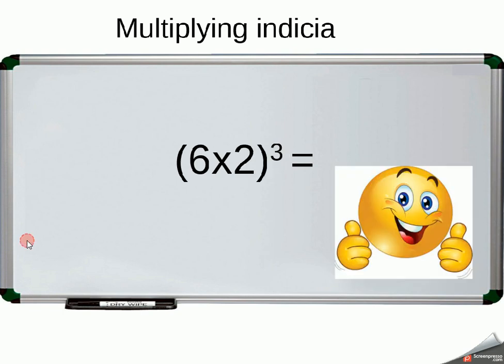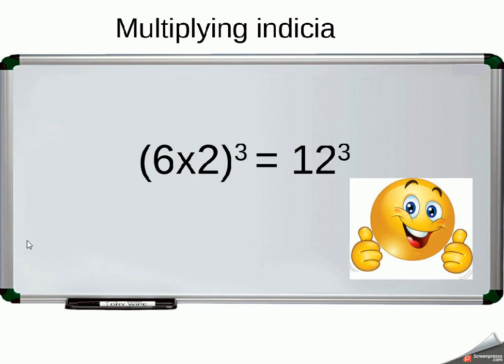All we've got to do in this case is multiply the two bases, 6 times 2, and keep the power the same. So 6 to the power of 3 times 2 to the power of 3 is 12 to the power of 3. And I can do that because the powers were the same, even though the bases were different.